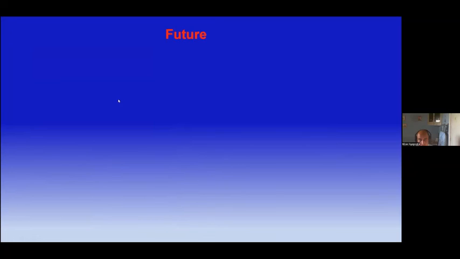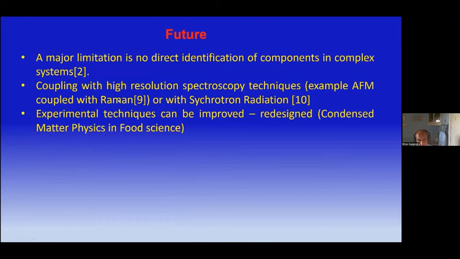So what is the future? Well, a major limitation is that there is no direct identification of components in complex systems. Food is composed of many building blocks. However, coupling AFM with high-resolution spectroscopy techniques, for example, with Raman or with synchrotron radiation, can give further insight and further information regarding food processes. Experimental techniques can be improved and redesigned, and this can give rise to a new discipline called condensed matter physics in food science.